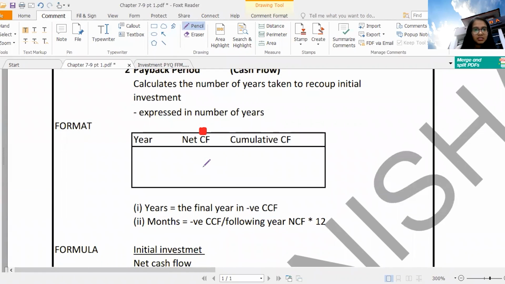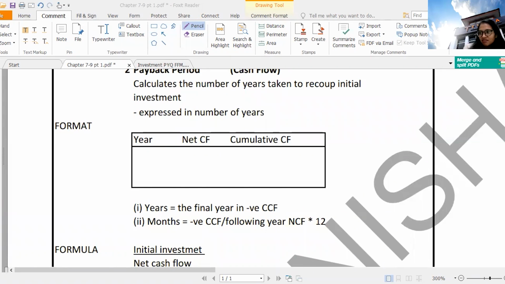So here, the payback period. I always like to ask my students this question: what is the payback period? What are you calculating when you do the payback period calculation? And what would you need to focus on when you do the payback period calculation? Guys, I just want you to remember this. Payback period uses the concept of cash flow.